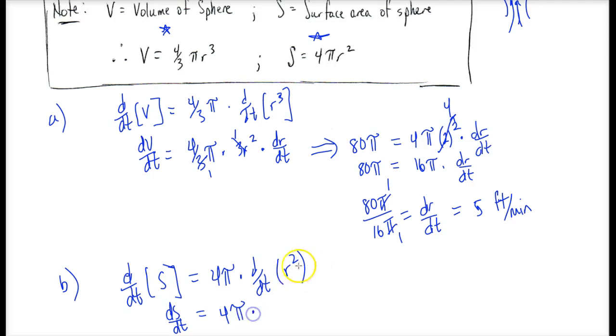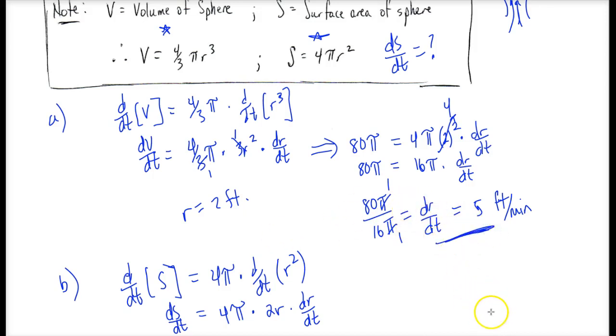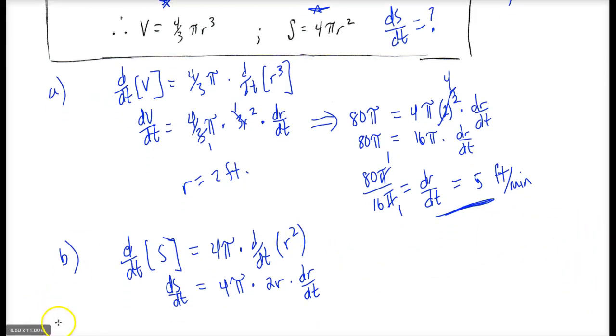On the right side, 4 pi. And using the chain rule here, we know that the derivative of r squared is just 2r times dr over dt. What we're trying to find out here is how fast the surface area is increasing. The information that we have is what r is, which is 2 feet from what we saw earlier. We also have what dr over dt is now, which is 5 feet per minute. So we can now substitute all this in.